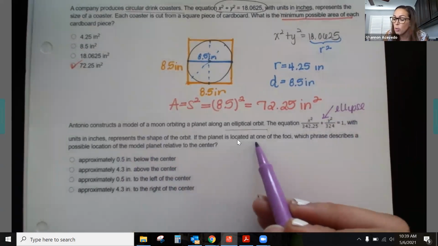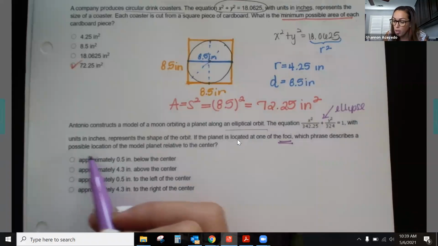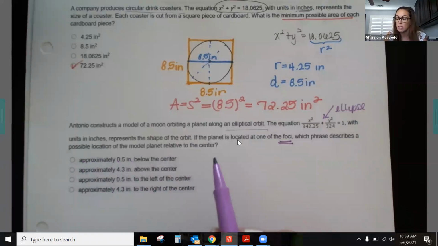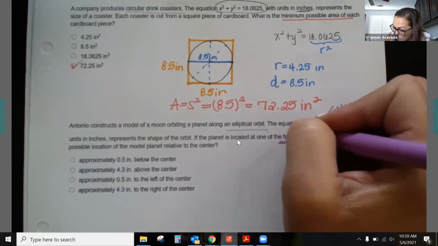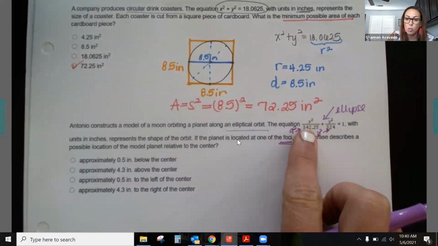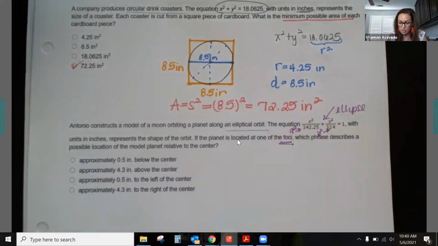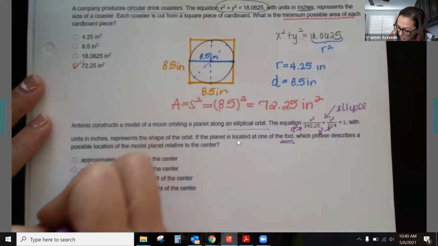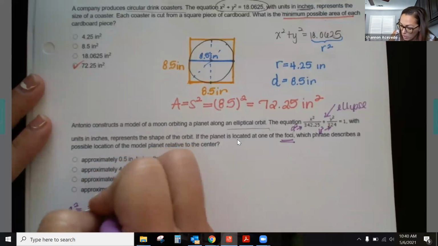If the planet is located at one of the foci, which phase describes a possible location of the model planet relative to the center? Okay, so again, let's figure out what we have. I know that this right here is going to be my a squared. This one's going to be my b squared. So this is my a squared because it's larger. When we talk about an ellipse, a squared is the larger value. So if I look here, my a squared is equal to 342.25.